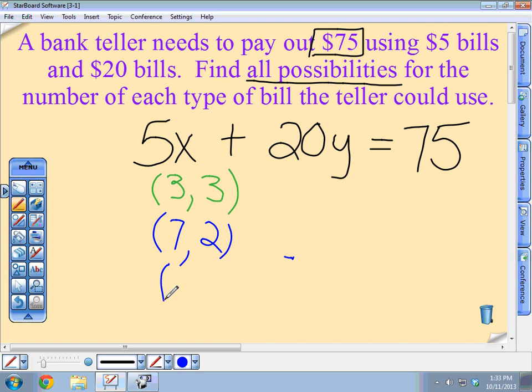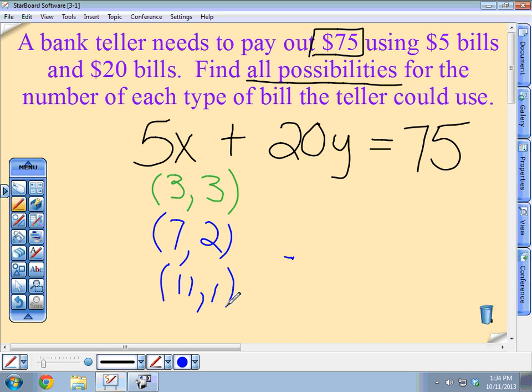What about if she gives me 11? If she gives me 11 $5 bills, I'll have $55. If I subtract $55 from 75, I'll have 20 left. How many $20 bills would she give me? So 11 and 1. So that's your solution set.